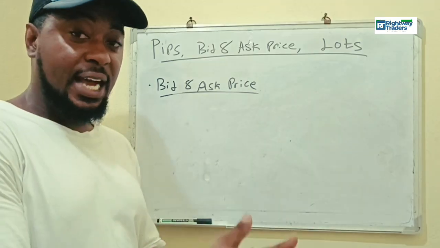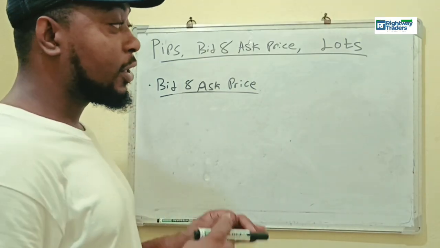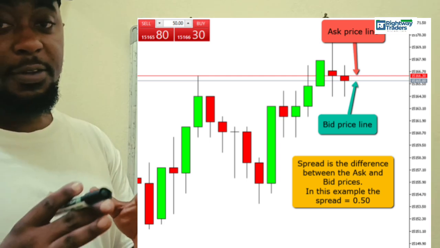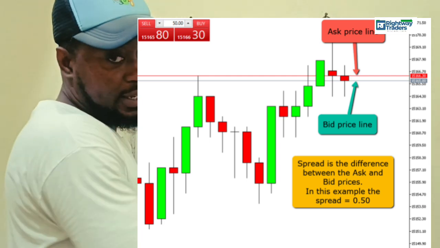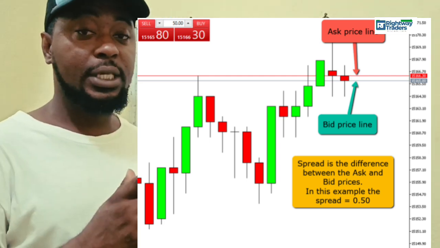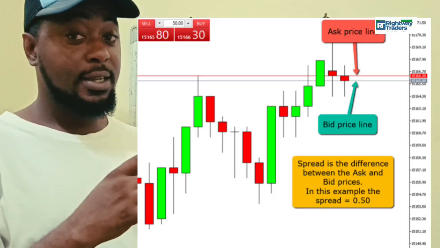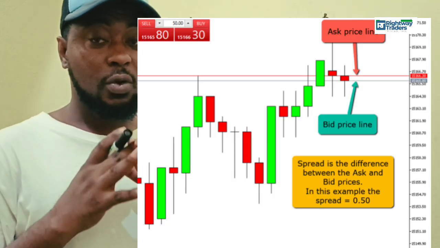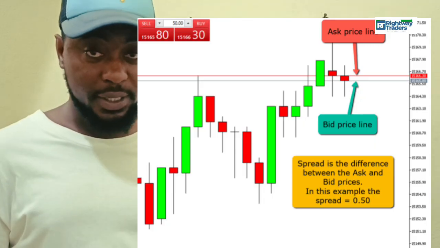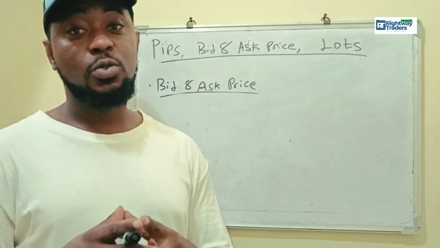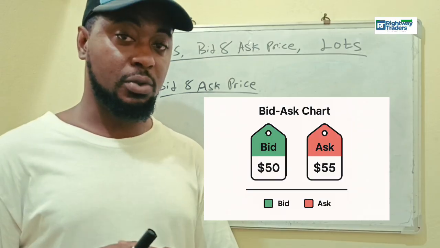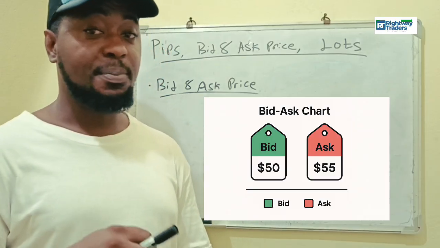Bid and ask price, what are they? If you are looking at your forex trading platform, you see the chart. If you look at the chart, actually you see two lines. That is the difference between the ask price and the bid price. The ask price is what your broker is willing to offer to you if you want to buy a currency. The bid price is what your broker is offering to you to buy back that currency from you, that is, you want to sell. That is the bid price.